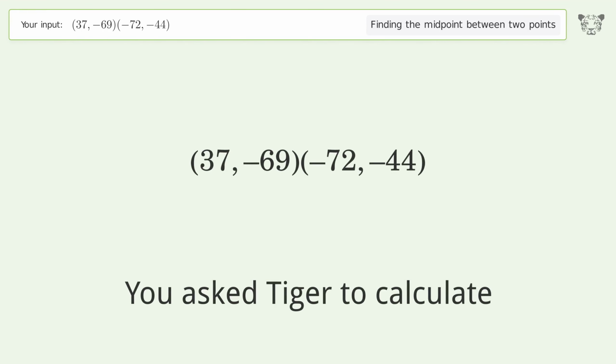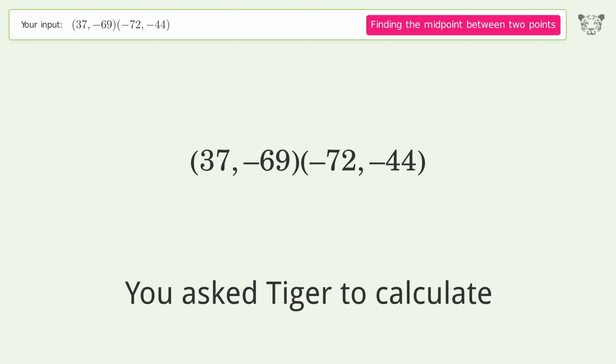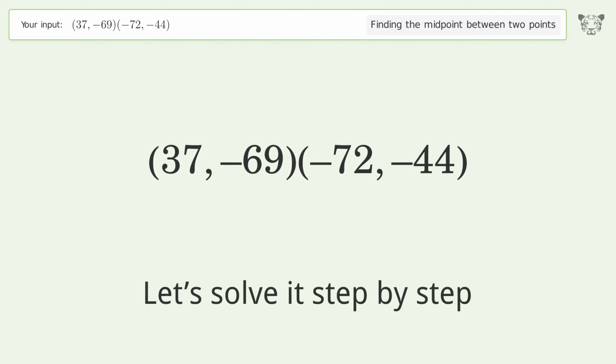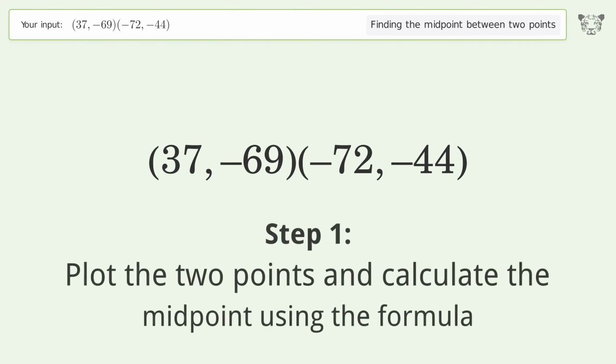You ask Tiger to calculate. This deals with finding the midpoint between 2 points. The midpoint between the 2 points is -17.5, -56.5. Let's solve it step by step. Plot the 2 points and calculate the midpoint using the formula.